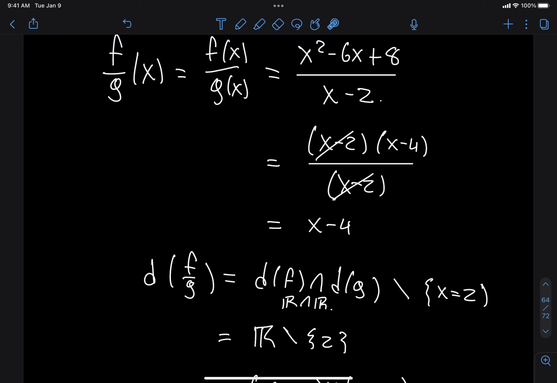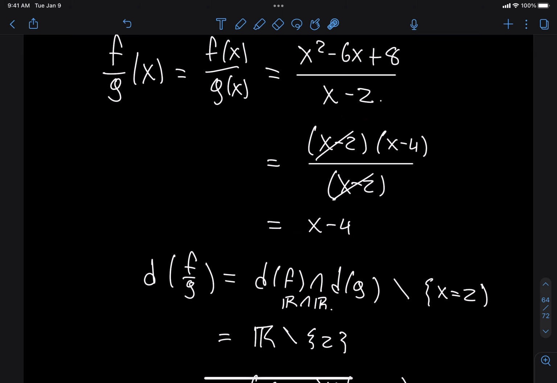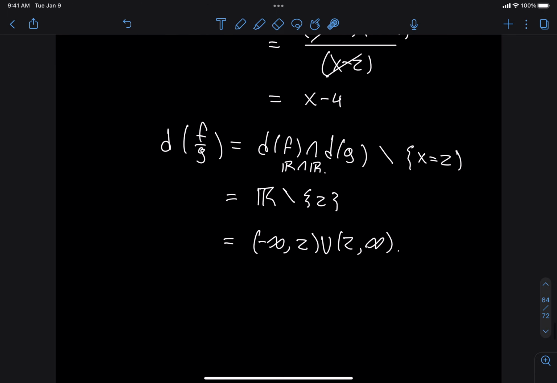So even though we canceled this stuff and got a new function, we need to remember where we came from, right? We need to remember that originally this was a rational expression, and this rational function, we have to be careful about the denominator. We can only simplify this in this kind of way when the denominator is not 0. All right, so that was the domain of f and g.